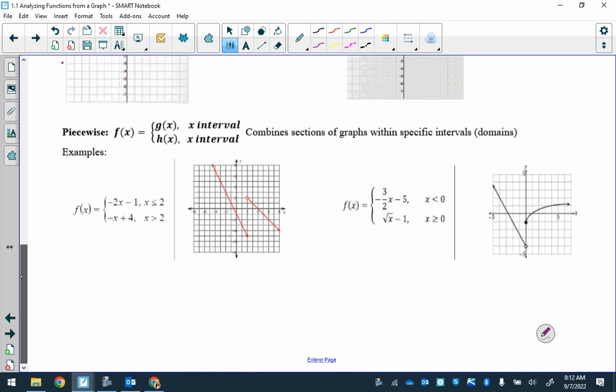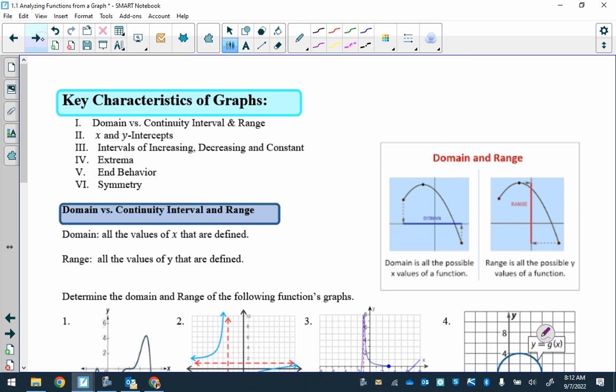And then we have our piecewise graphs, or pieces of graphs to create a function. We have first graph with our interval, which tells us a specific domain, and then another graph with another interval notation. We're going to see the difference between domain and when we use continuity as well.